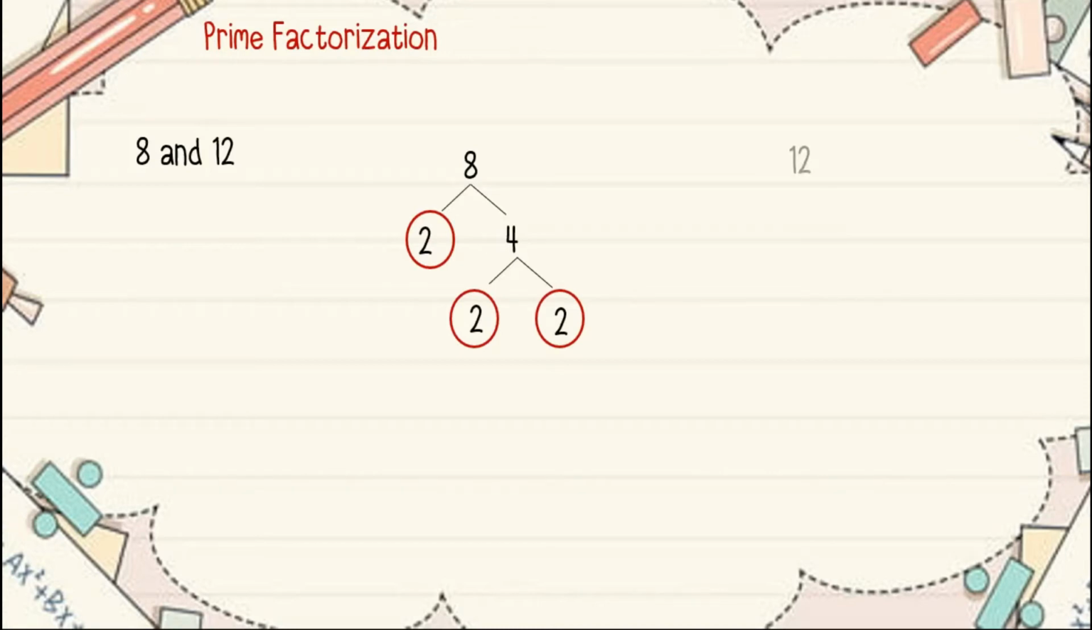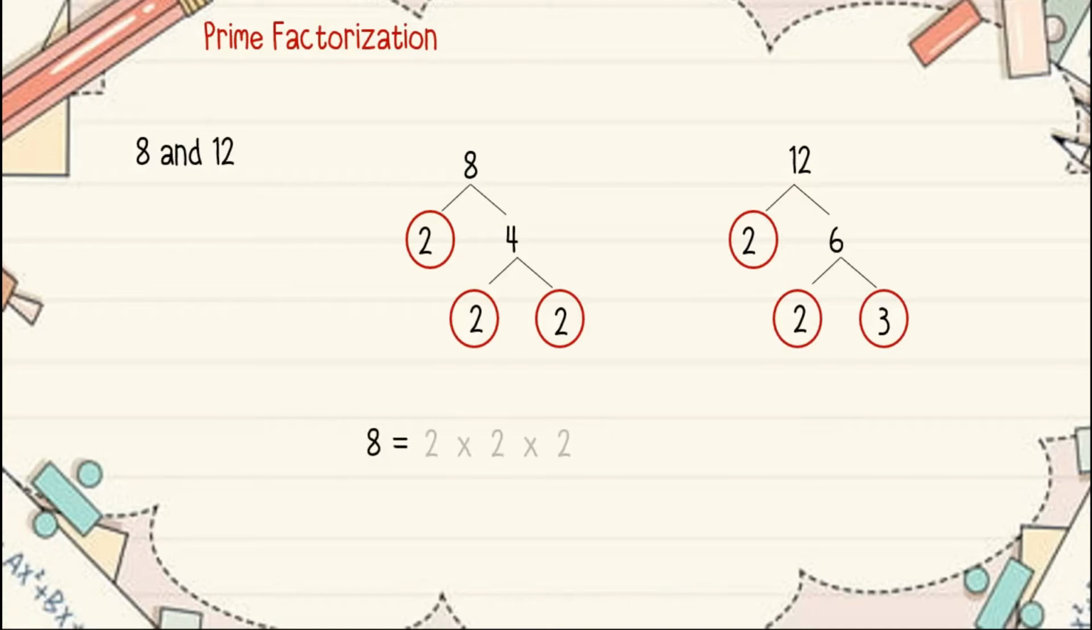Let's factor 12. The product of 2 and 6 is 12. And 2 is already a prime number. Let's get the prime factors of 6. So we have 2 and 3. So writing all the prime factors of 8, we have 2 times 2 times 2. While the prime factors of 12, we have 2 times 2 times 3.